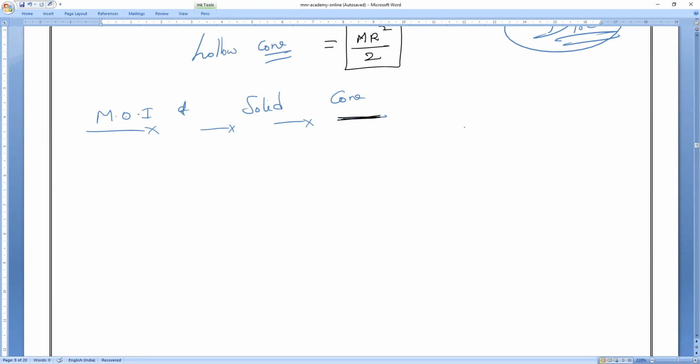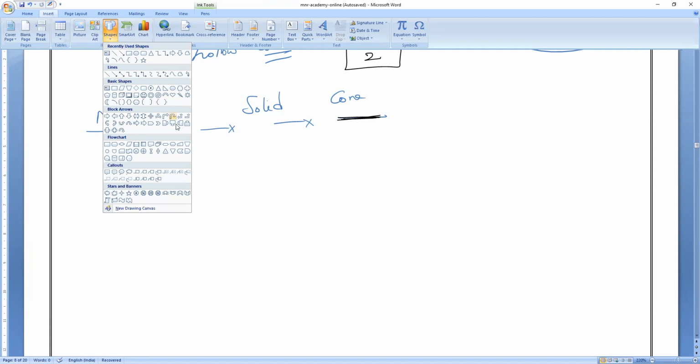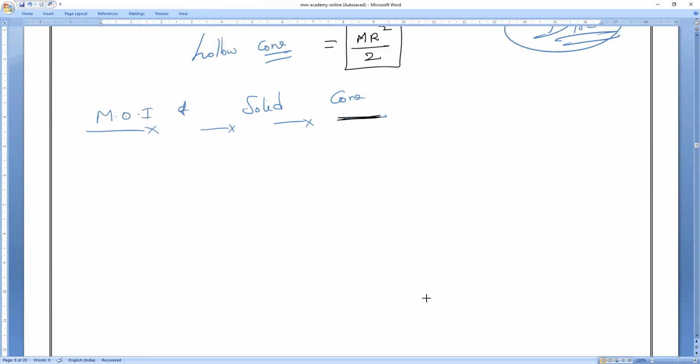So now you tell me, is mass only distributed on the surface, or is it distributed throughout the cone? Everybody, please respond. Is mass distributed throughout the cone or only in a particular place?